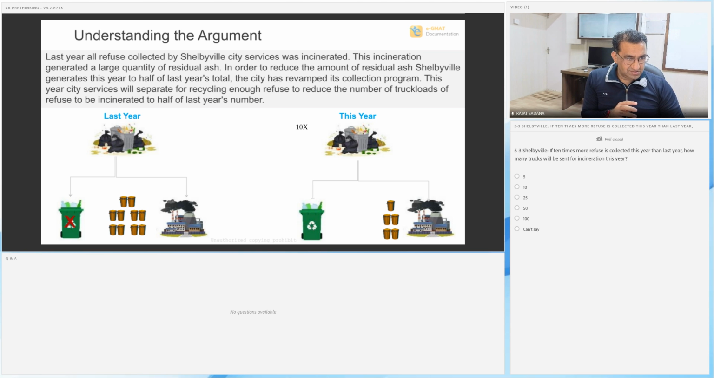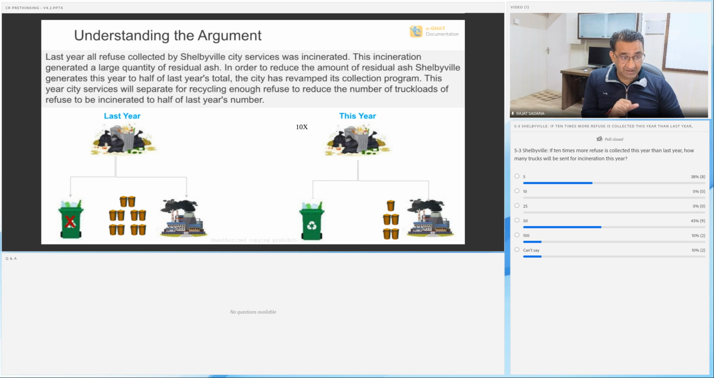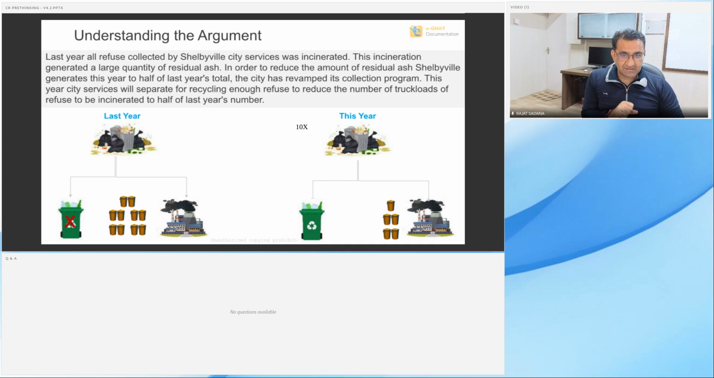I'm going to end the poll. Some of you actually got it towards the end. The correct answer is just 5 truckloads of refuse. Just 5. It'd still be 5. Okay, not 50, not 100. Let me hide the part. Let's see why we say it's just 5, despite collecting so much more refuse.